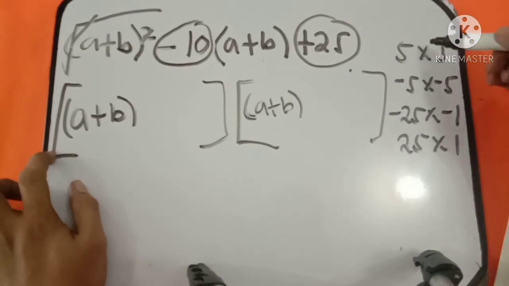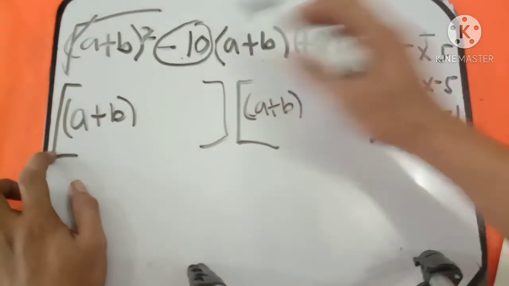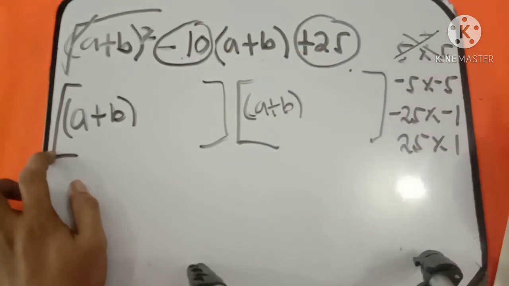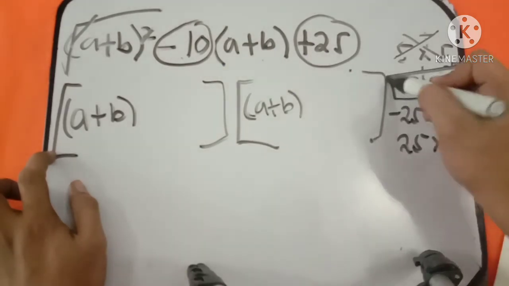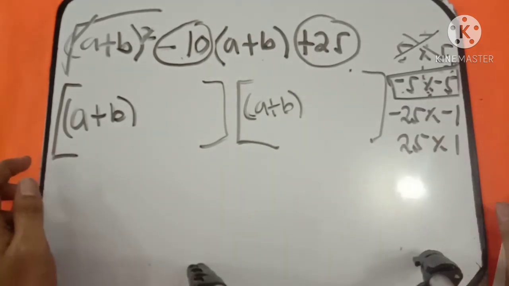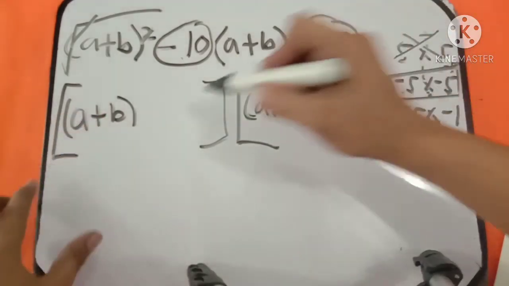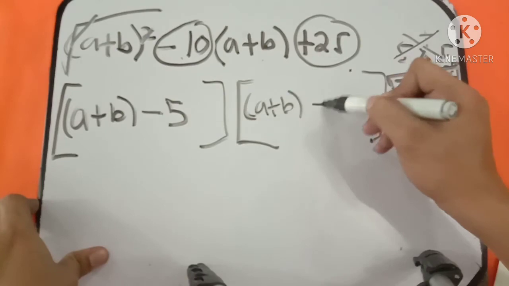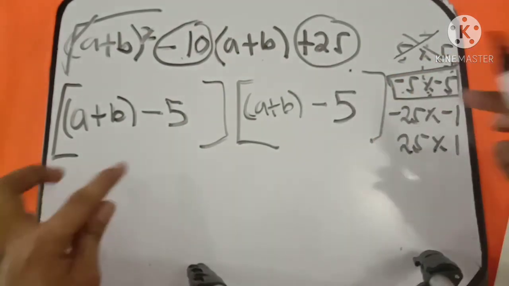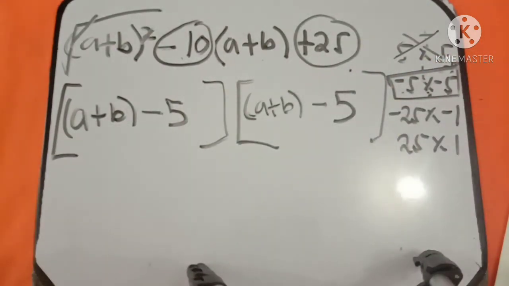So let's add. 5 plus 5 is positive 10, but our target is negative, so this is not the correct one. Negative 5 plus negative 5 is negative 10, so therefore this is the correct factor. So we write negative 5, then another negative 5. This is the correct factor.